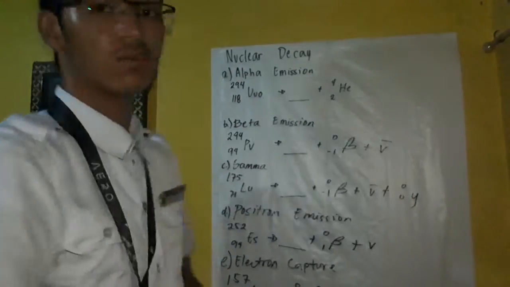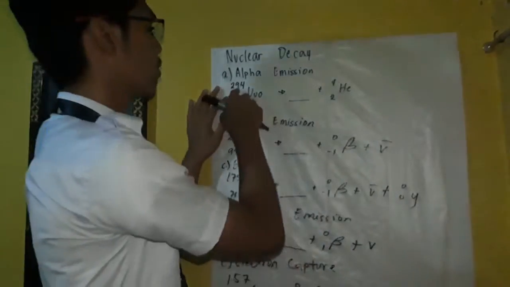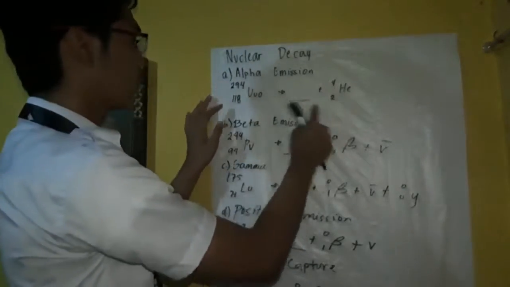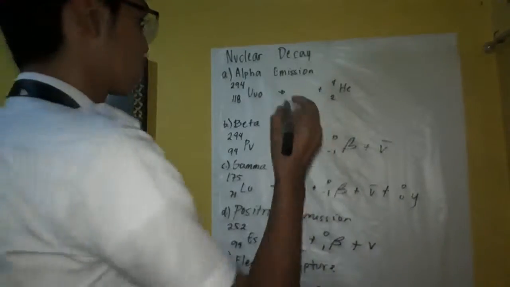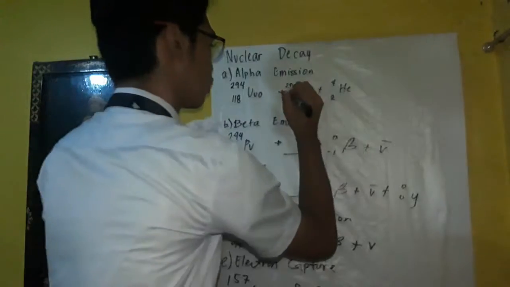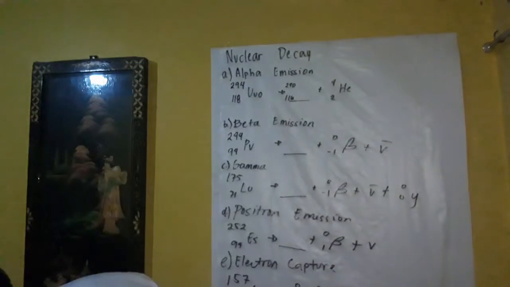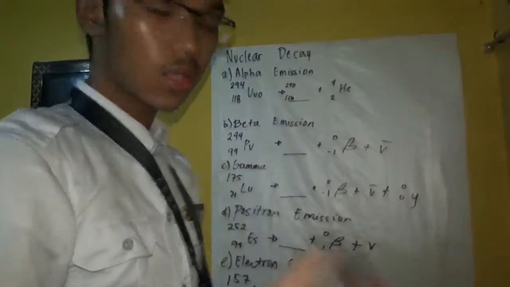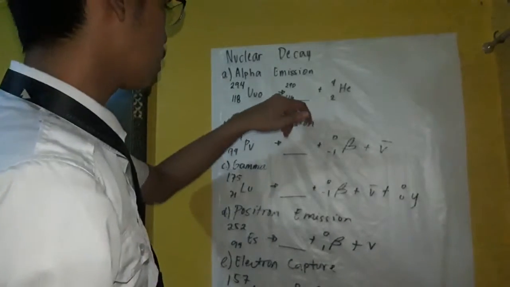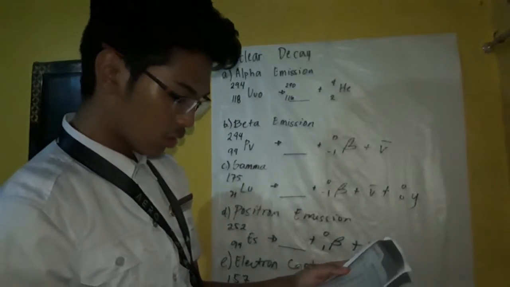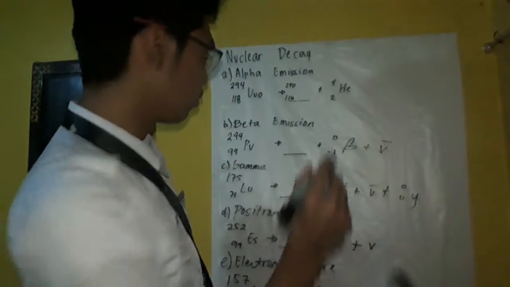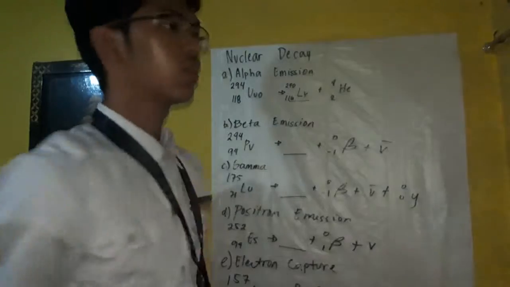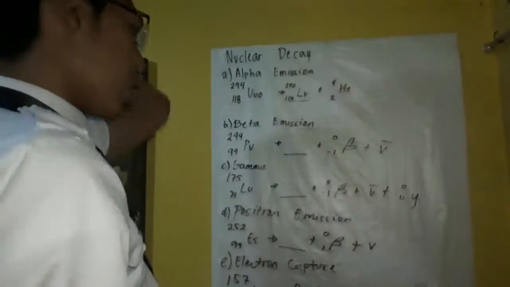So now it's alpha emission. In alpha emission, you just subtract the atomic weight and subtract the atomic number. 294 minus 4 is equal to 290. 118 minus 2 is 116. Now you look in the table of elements for the atomic number 116. So 116 is livermorium, Lv. So that's the alpha decay.